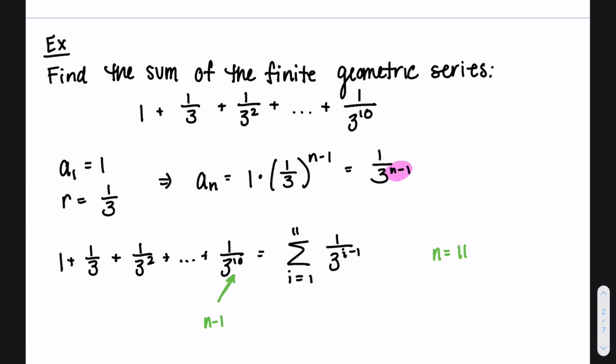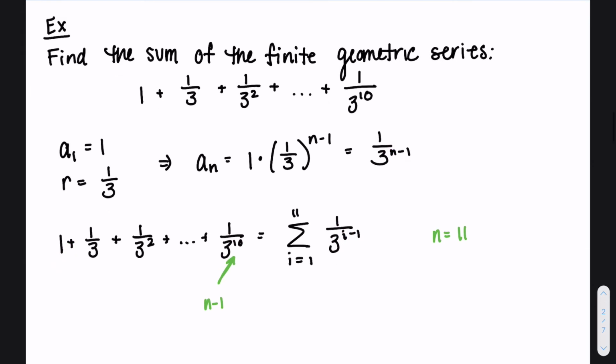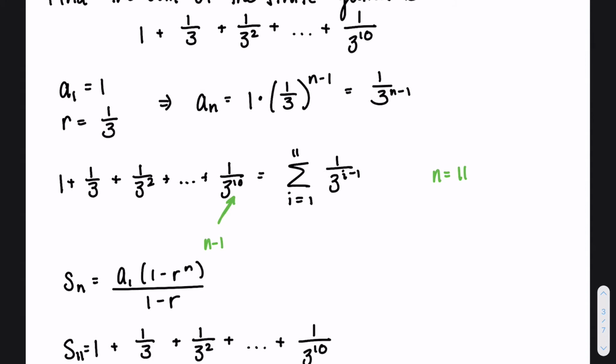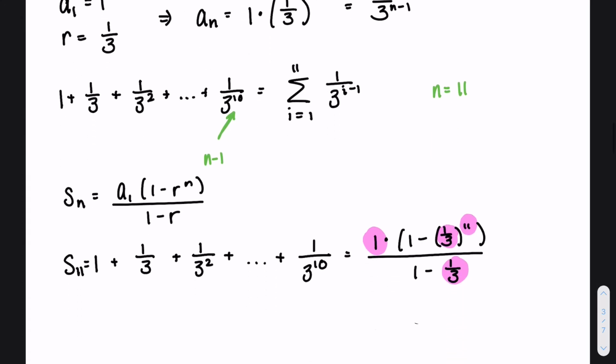And you can double check. If you plug in i equals 1, you're going to get 1/3 to the 0, which is 1. If you plug in i equals 11, you're going to get 1/3 to the 10th, which is our last one as well. So now I can just utilize this formula to figure out my value of Sn. It's going to be the first term times (1 minus r to the n) over (1 minus r). So we're dealing with S11, which equals a1 times (1 minus r to the n) over (1 minus r).